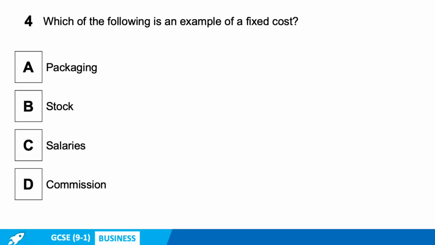Lots of answers coming in. Alfie, Matilde, Rosie, all got the correct answer. And the answer is C. So salaries are a fixed cost. They don't change according to how many units the business makes or sells. Other examples of fixed costs include rent and insurance. And the other three are examples of variable costs. So well done, everybody, if you got those correct.